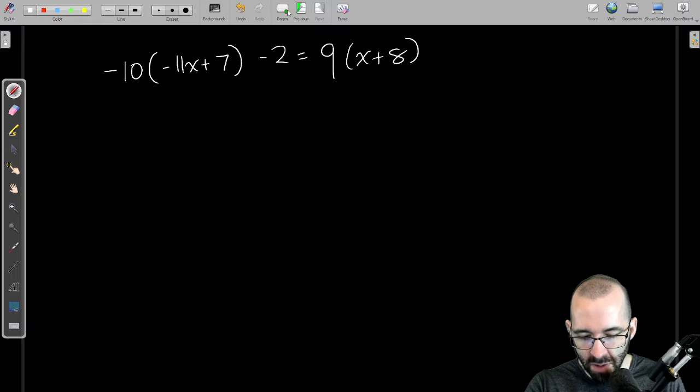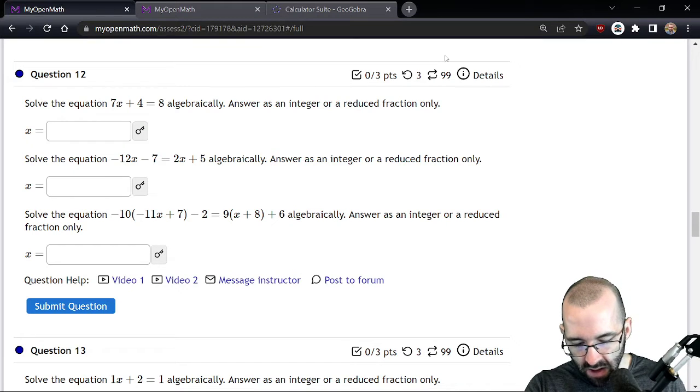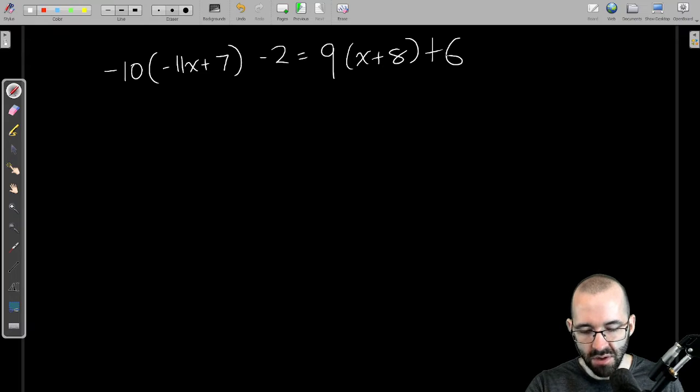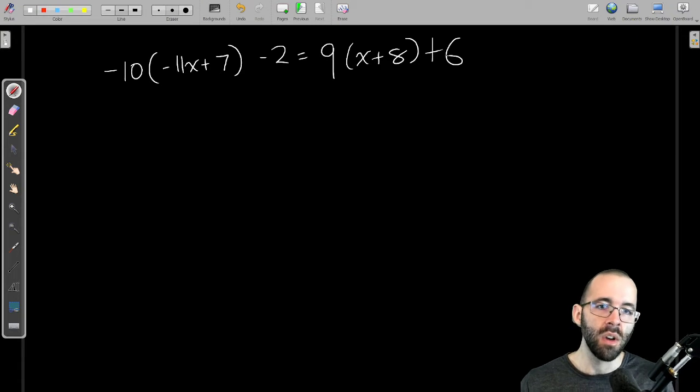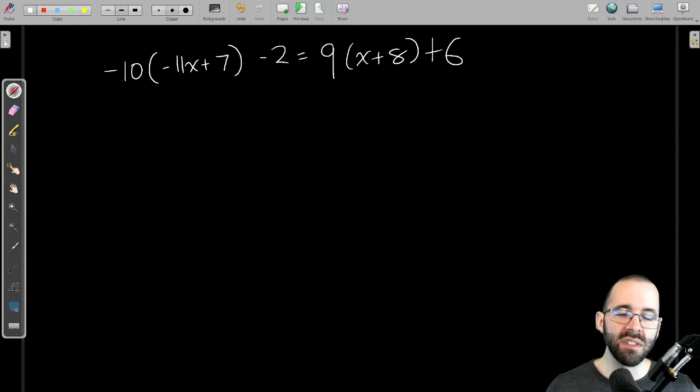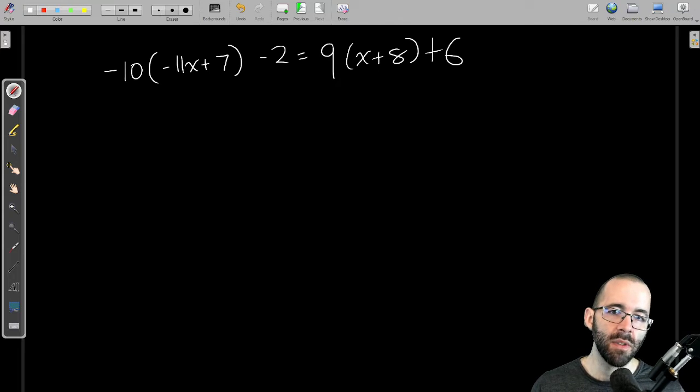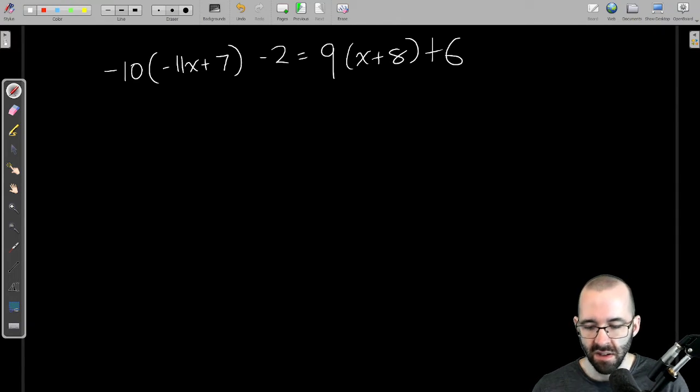The hardest part is just copying it down. Answer is an integer or a reduced fraction. Okay, so before we do anything, we just want to simplify each side by itself. Before we have to solve the equation, let's just make it simpler.